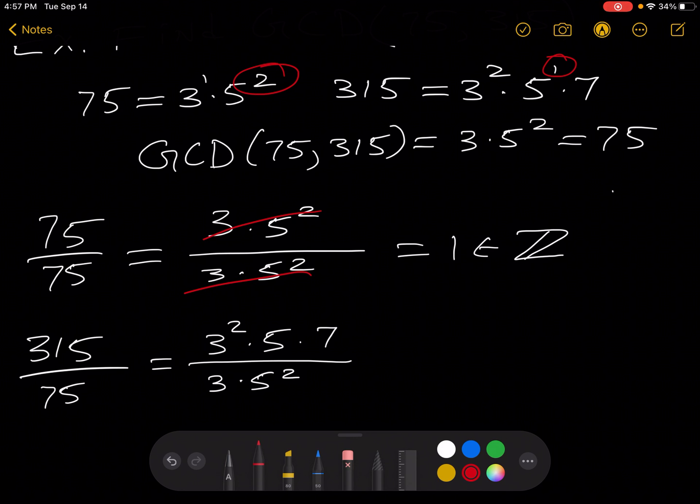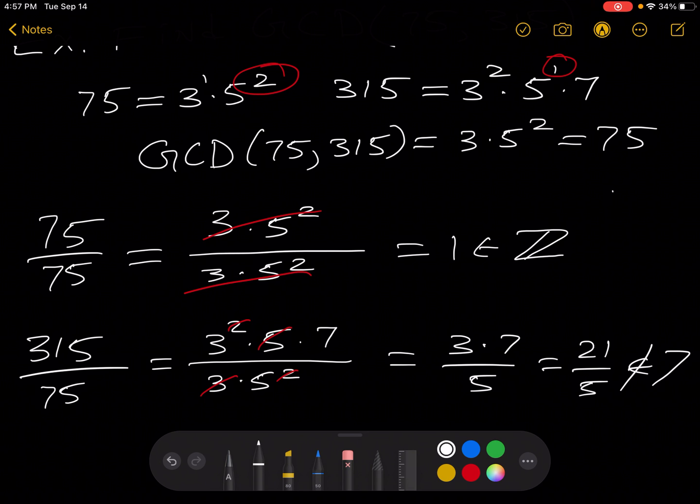Now let's do this canceling here. And let's see, what do we get? 3 times 7 over 5. That's 21 over 5. Well, that's not an integer. So it doesn't work out if we make the power on the 5 bigger. And in a very similar way, we can't make the power on the 3 into a 2 and the power on the 5 into a 2. That's just not going to work either for similar reasons.